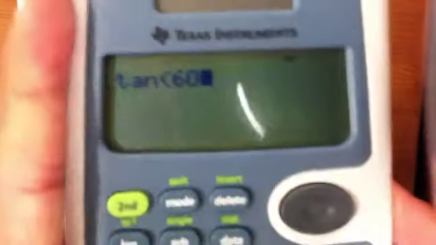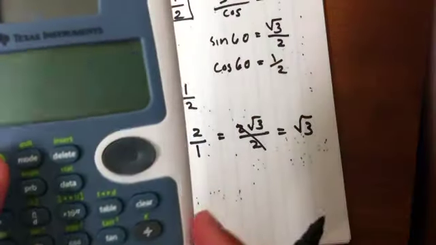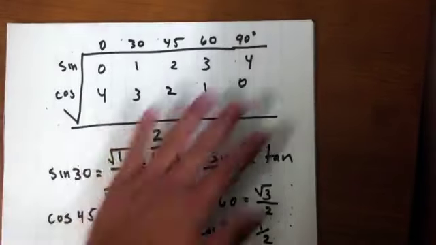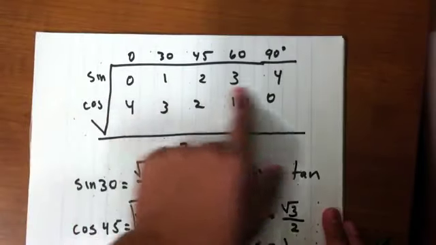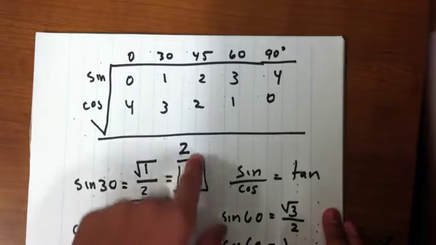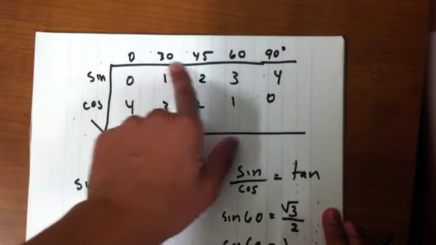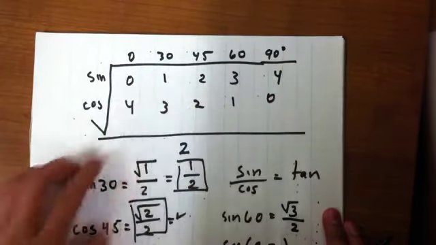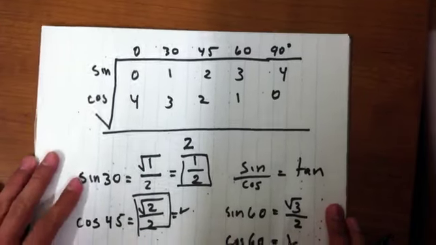And we could verify this on the calculator. Tangent of 60 is square root of 3. It's that simple. No memorizing, just learning a simple chart with basic numbers and a 2 and, of course, the most used values in trigonometry.